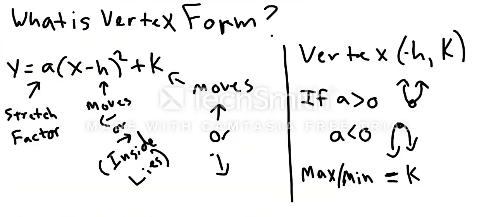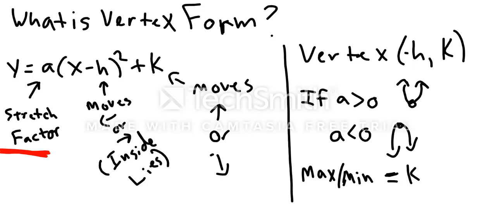So what is a vertex form? This is the vertex form of a quadratic. If we look at this, you can see we have an A value, an H value, and a K value. So your A value is our stretch factor. We will look into them a little bit deeper, but we're going to focus on when A is 1 and when A is -1 and what that does.